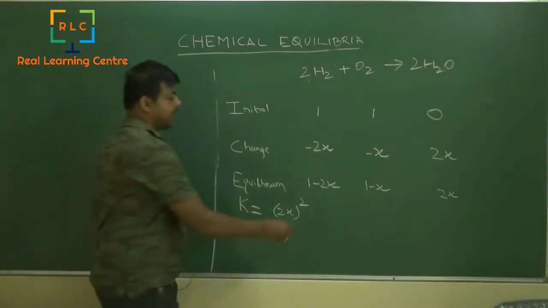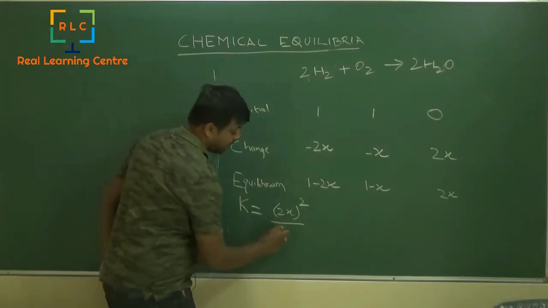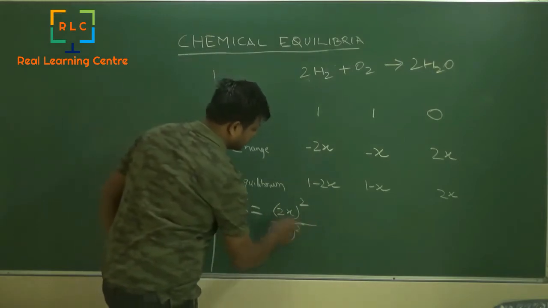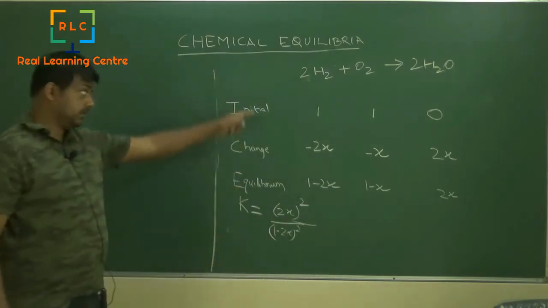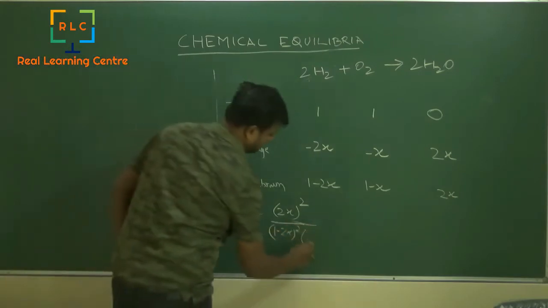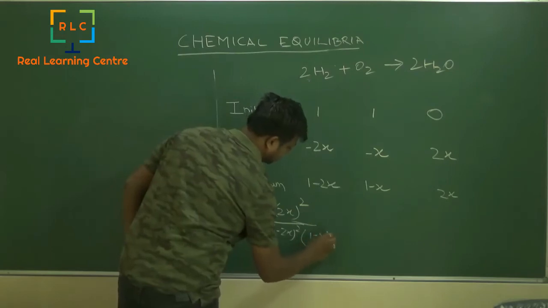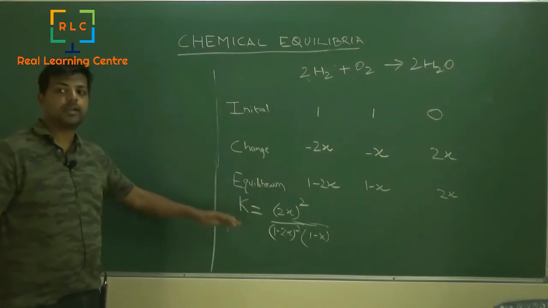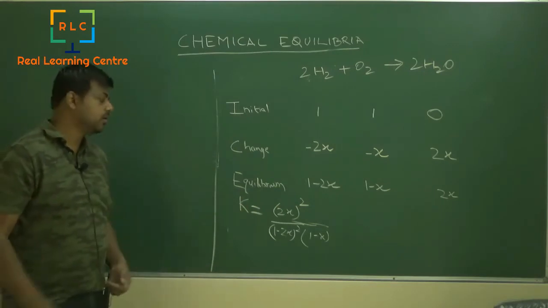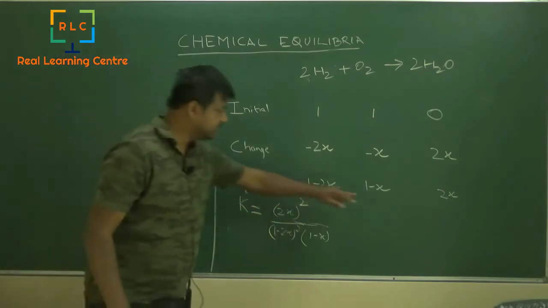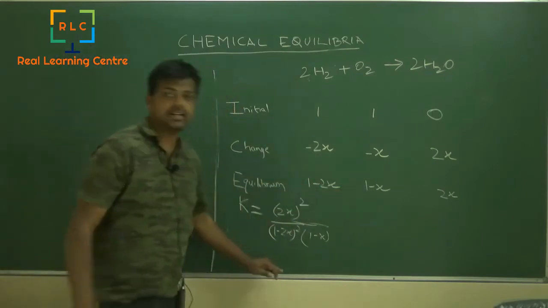square divided by 1 minus 2x, again square because hydrogen has a stoichiometric coefficient of 2, and multiplied by 1 minus x. Right? So it becomes 2x whole square by 1 minus 2x whole square into 1 minus x. That's the equilibrium constant. So if we can write this expression, I can easily write this.